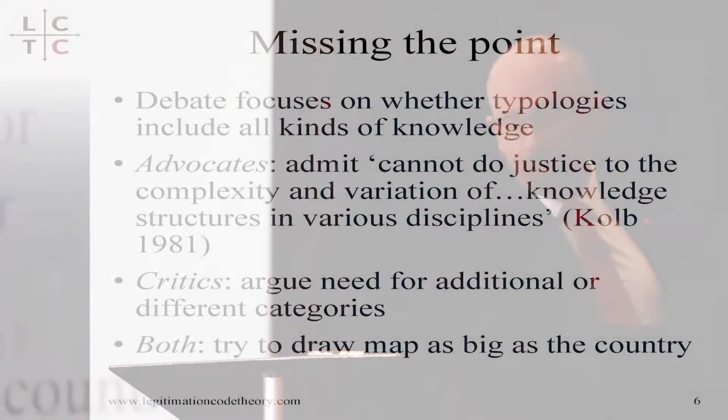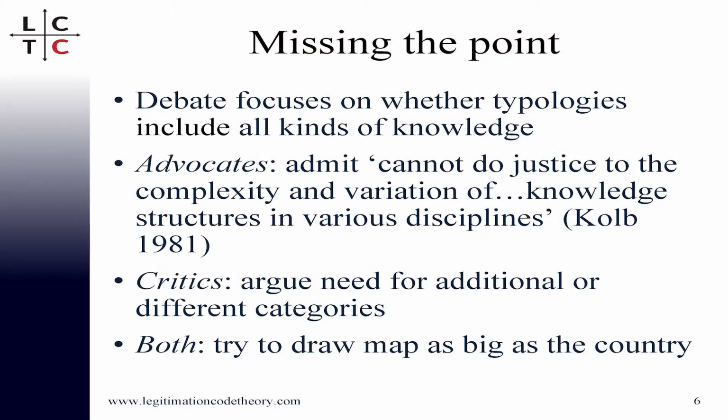It's an industry to describe different kinds of knowledge. Knowledge of, knowledge about, knowing why, knowing that, everyday knowledge, theoretical knowledge, and so on. Now, both advocates and critics of models like that tend to focus on whether they cover everything. The caveats by authors admit that they can't do justice to all types of knowledge, and the critics say something's missing, and then they add another type of knowledge, such as, say, tacit knowledge.